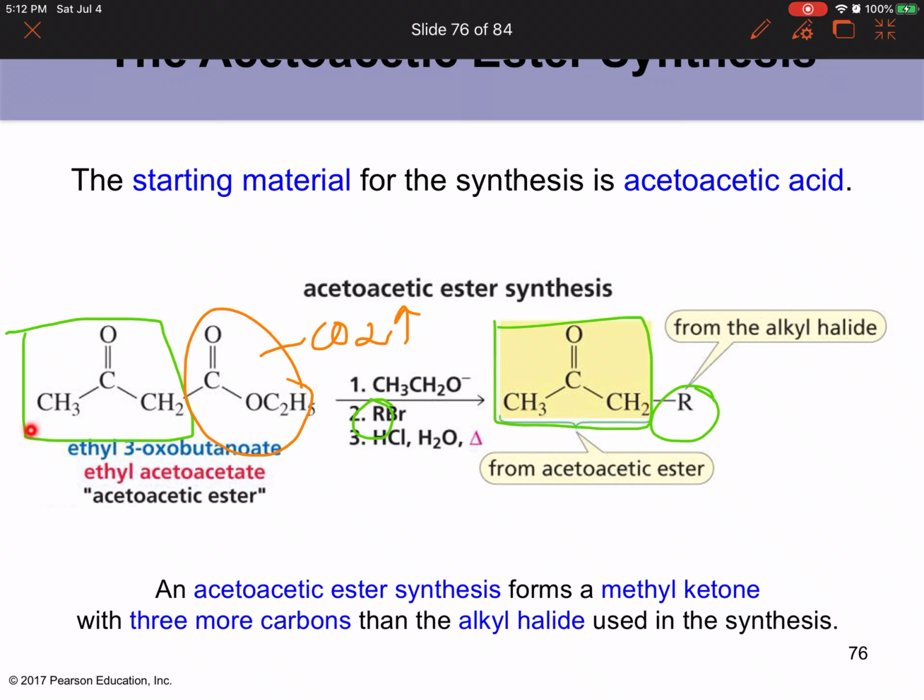So now do you see in the acetoacetic synthesis, 1, 2, 3. These 3 carbons are going to be retained. So at the end you are getting a methyl ketone, 3 carbons more than the alkyl halide you start with. If the alkyl halide is methyl, this would be CH3. Ethyl, C2H5. Propyl, C3H7, like that. These are all important in synthesis.